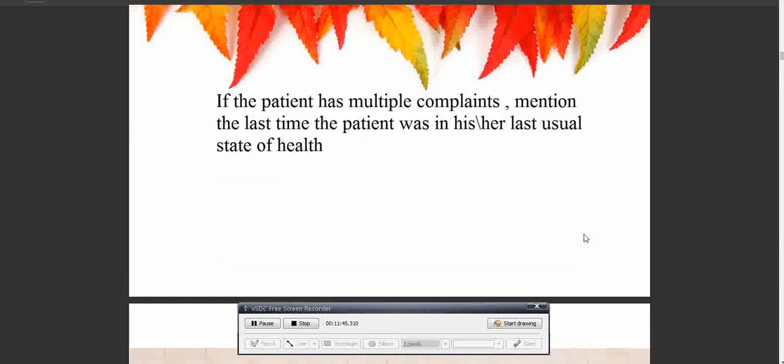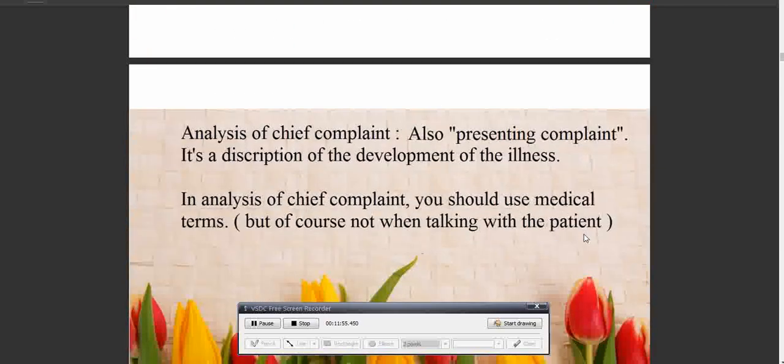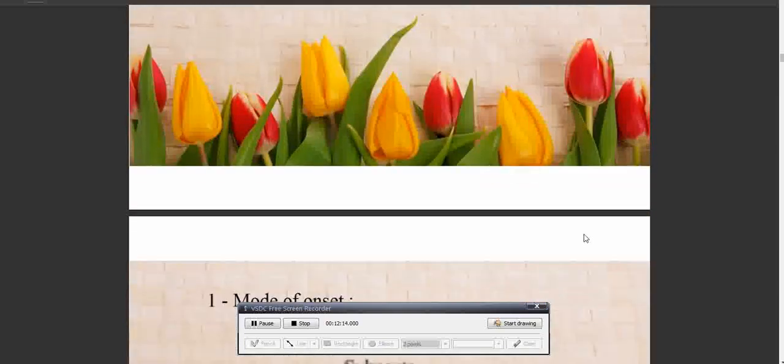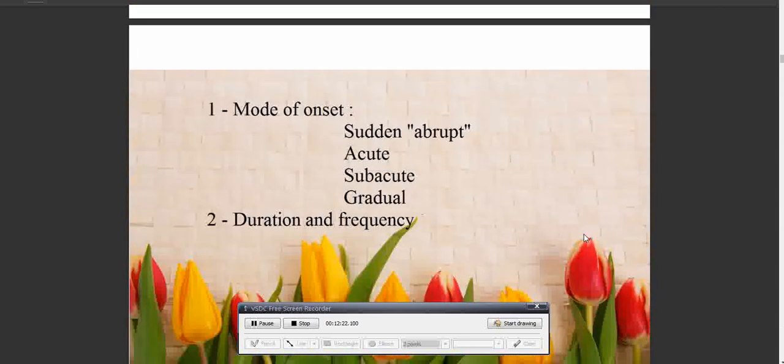If the patient has multiple complaints, you need to mention the last time the patient was in his or her usual state of health. That one is always included in the history of presenting illness, but it's also good to mention it in the chief complaint. Then you need to analyze the chief complaint, like presenting complaints, a description of the development of the illness. In the analysis of the chief complaint, you should use medical terms. That is when you're analyzing, so instead of using the patient's words, you use medical terms, as you are now evaluating it. But of course, not when talking with the patient. When you are presenting, you use medical terms, but when you are talking with the patient, you use his or her own words.